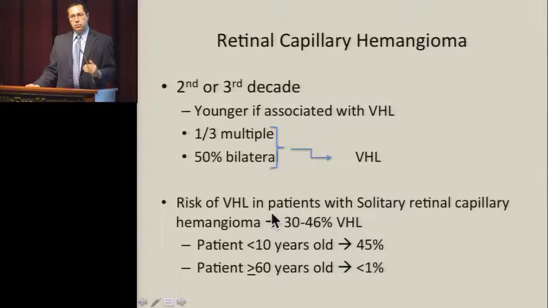That depends to some degree on the patient's age. If the patient is less than 10 years old, about half of these patients can have VHL. But if the patient continues to have only one capillary hemangioma in the eye after age 60, then the chances of having VHL are really very low, less than 1%.